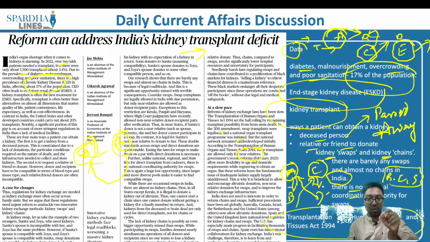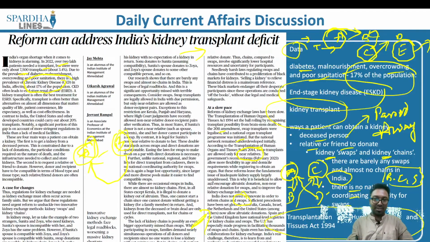So as of now, we need to reform the chains and the swaps, for which we need not come up with a new law. All that we have to do is, there are already countries which have adopted such concepts, like Canada, Israel, and the United States of America. If we can read and understand and adopt the same thing in India, we will be helping address India's kidney transplant deficiency, says this article.